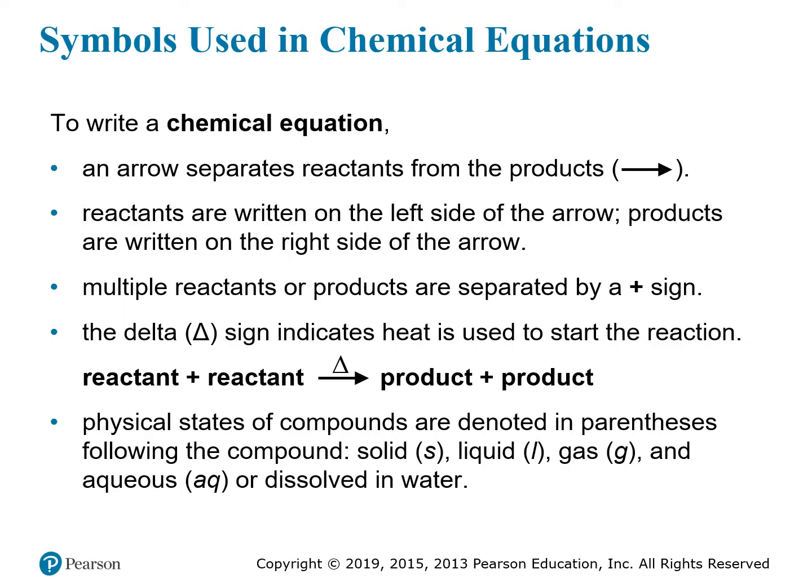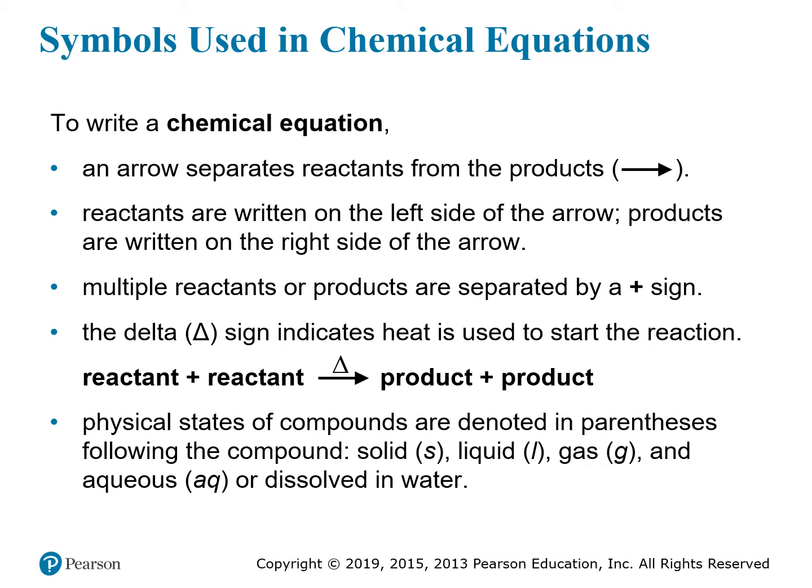To write a chemical equation, you, again, start with an arrow that separates the reactants from the products. Every chemical equation is essentially centered around this arrow, this transformation. Reactants are written on the left side of the arrow, and products are written on the right side of the arrow. If you have multiple reactants or products, which is often the case, you separate them with a positive sign. You're adding these things together, you're combining them together. We don't often use subtraction or a negative sign in a chemical equation, so always have a positive sign.